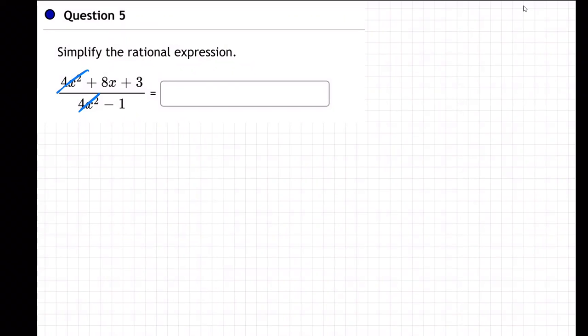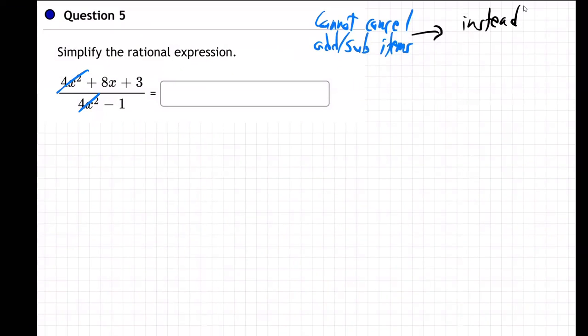No. You cannot cancel added, subtracted items, right? We've proven that several times. Instead, we factor. We can only cancel multiplied items, right? Only cancel multiplied items. So that's illegal. We can't do it. You could prove it with numbers. It's just not true. Instead, we factor.